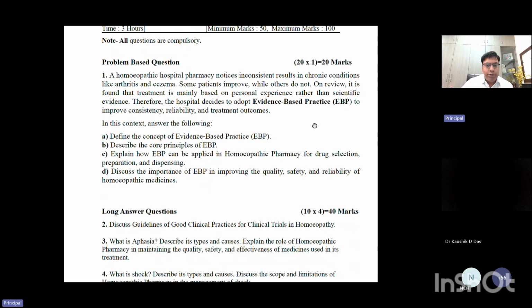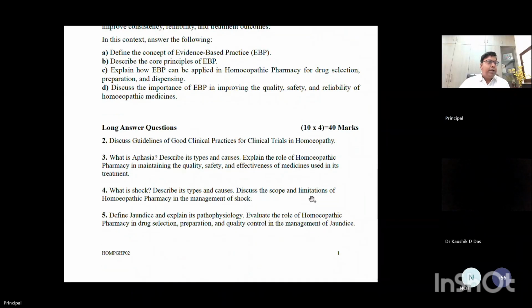Now coming to question number 2. In the layout, you can see that questions 2, 3, 4, and 5 should be LAQs, and these LAQs should be selected from the given chapters, and these questions should be of 10 marks each. So here in this question paper, you can see the section is given 10 into 4, 40 marks. And these questions are selected from the relevant chapters only.